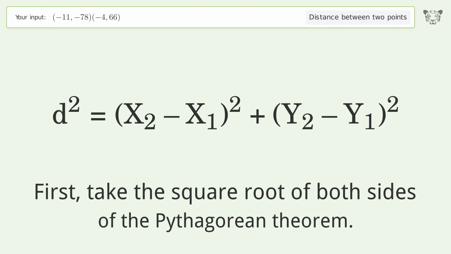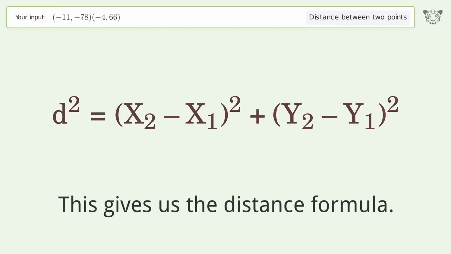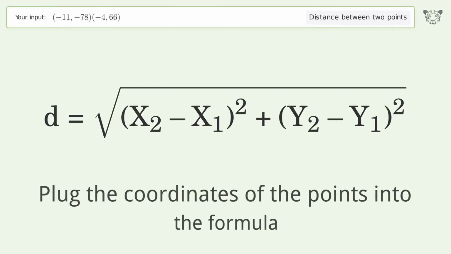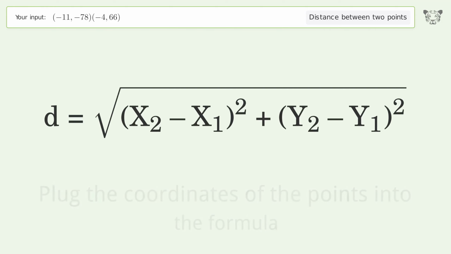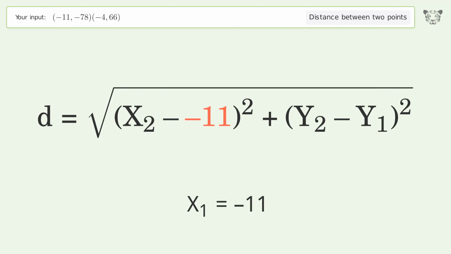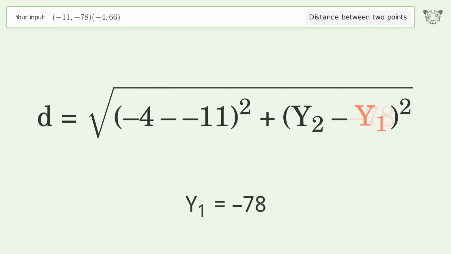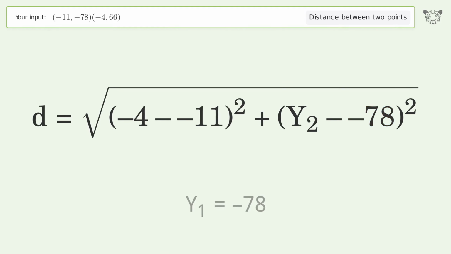First, take the square root of both sides of the Pythagorean theorem. This gives us the distance formula. Plug the coordinates of the points into the formula. x1 equals -11. x2 equals -4. y1 equals -78. y2 equals 66.